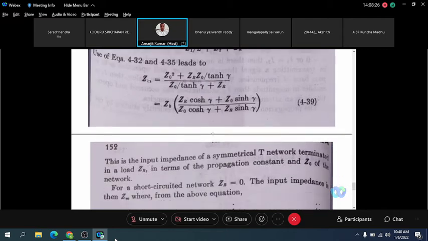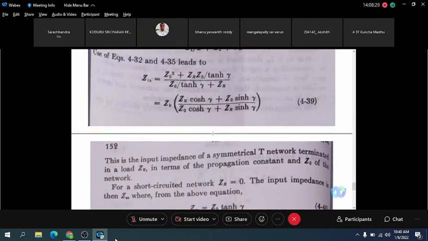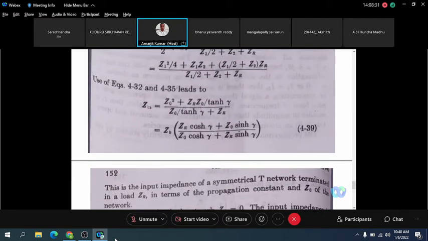Okay, good. So now do one thing. Suppose the network is short circuited. Suppose the two terminals are short circuited, so ZR is equal to 0. Then what will be the formula if ZR is equal to 0?